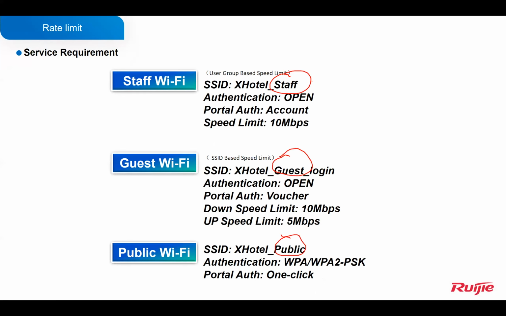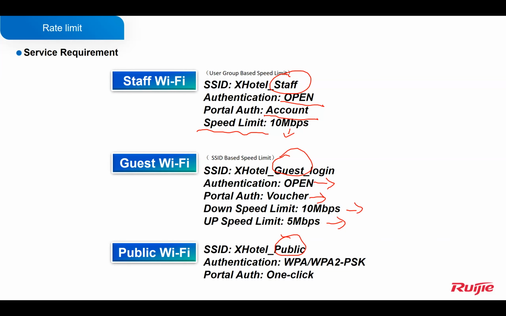And for the staff, actually we set the authentication way as open, and the portal authentication is the account. And then we set the speed limit to 10 Mbps. And for another SSID, we set the authentication as open, and the portal authentication is a vendor. And the down speed is 10 Mbps and the up speed is 5 Mbps.